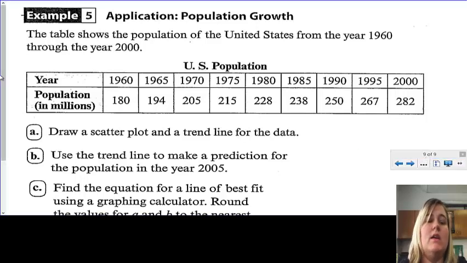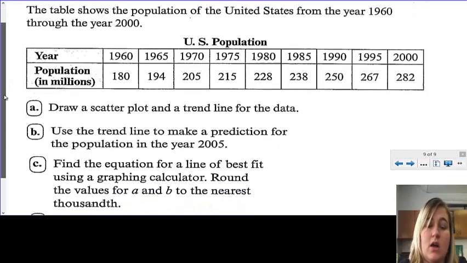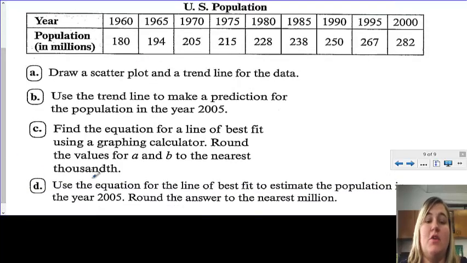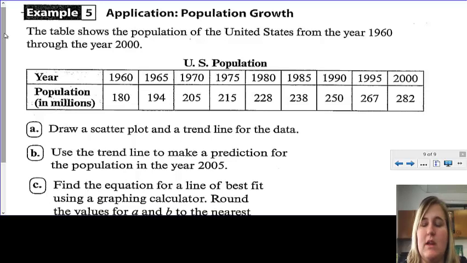This one is one that we will do in class tomorrow also, and I'm going to have you practice using your graphing calculator to help you figure this out. So, go ahead and make a note that for example 5, we will do it in class also.